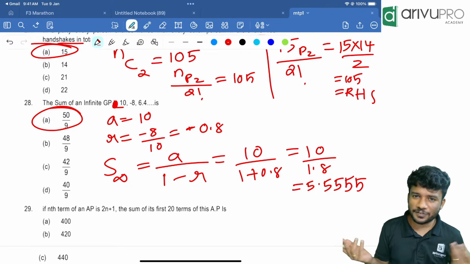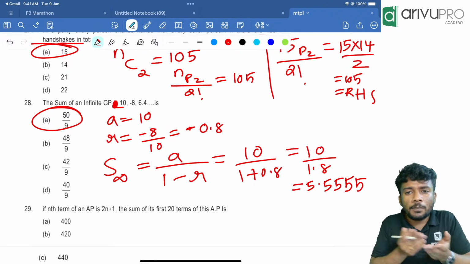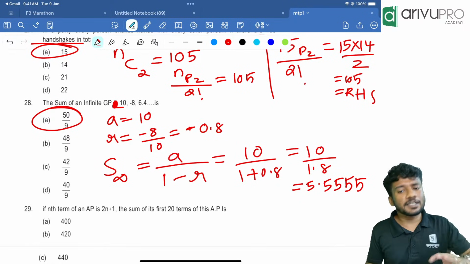Option hitting is the easiest way if you are bad with taking common and cancelling. Okay, directly use the calculator and get it.